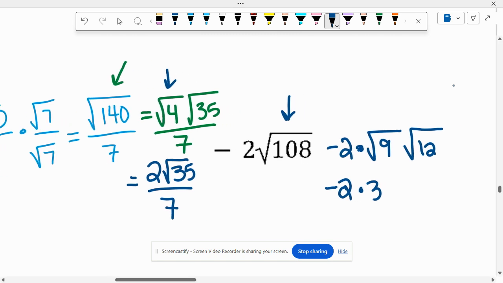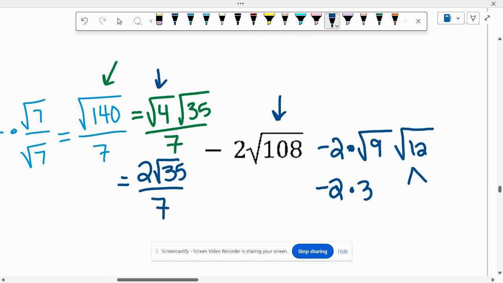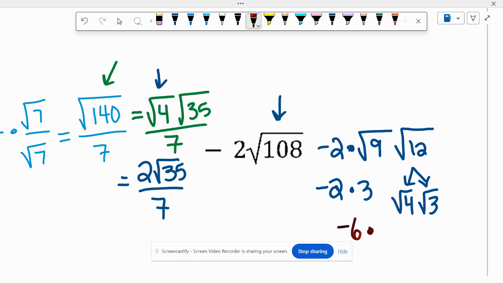I have a question, Trey. Can the square root of 12 be broken up as the product of a perfect square and a non-perfect square? Square root of 4 times the square root of 3. So I'm going to simplify. Negative 2 times 3 is negative 6. And the square root of 4 is what? 2. So I have negative 6 times 2 root 3.